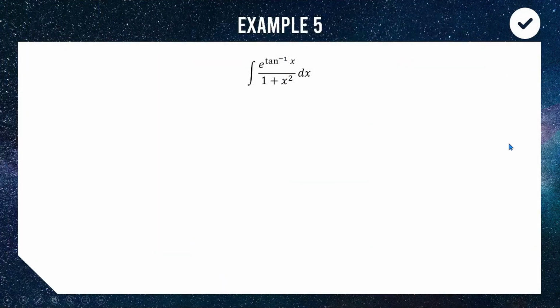All right, we've got e to the power of inverse tan of x over 1 plus x squared dx. So take a moment, see if you can read the integral and guess what would be the best substitution to make to tie this one up really quickly.